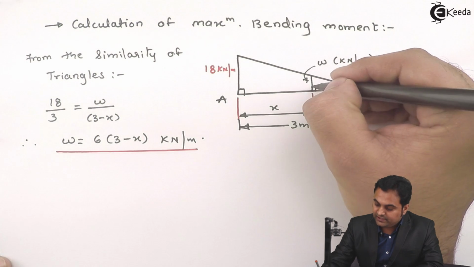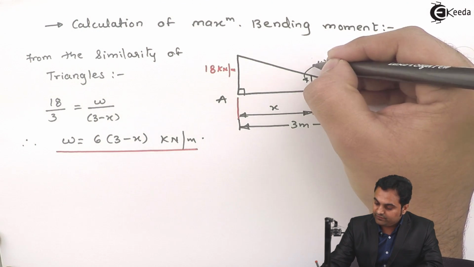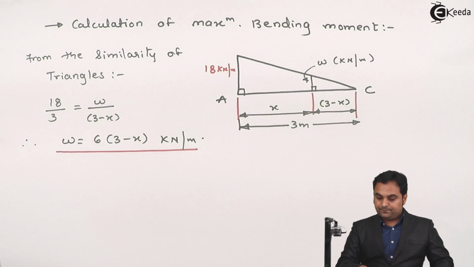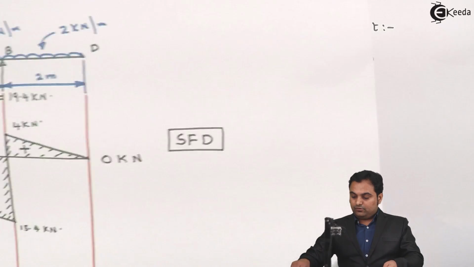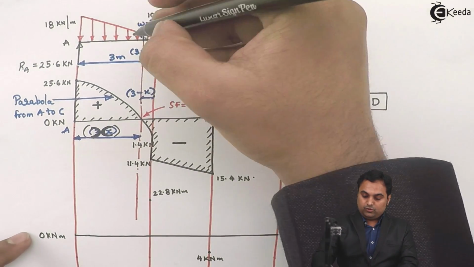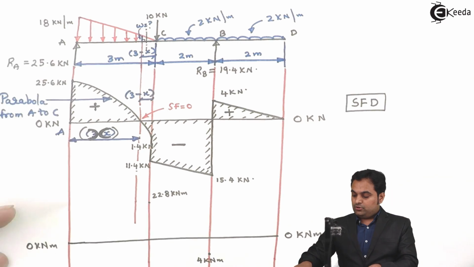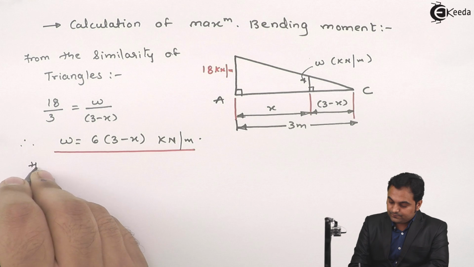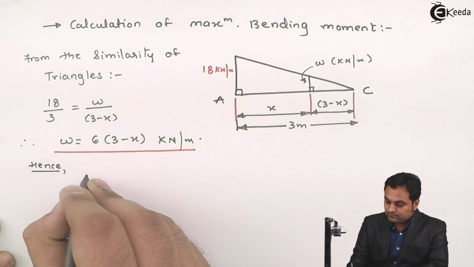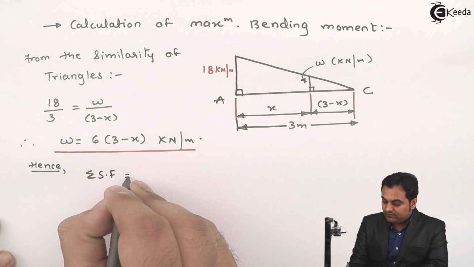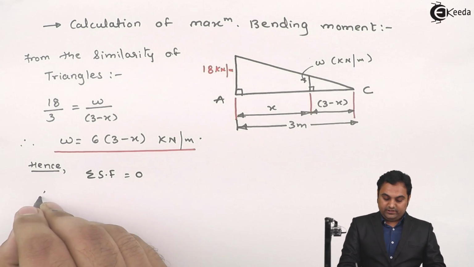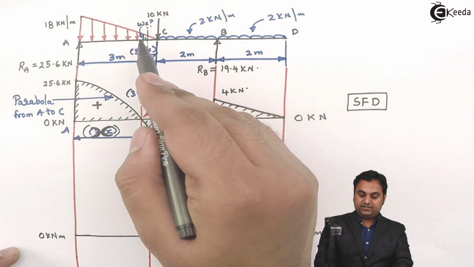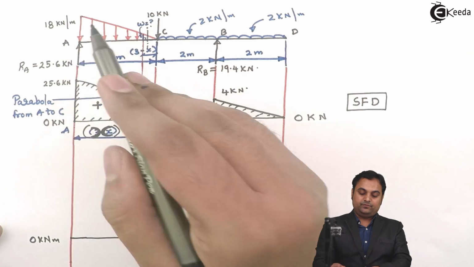Now this much is the UVL acting at the distance where we want to find the value of x. So now I'll say that the calculation of shear force will be done over this section. So hence summation of SF is equal to 0 at that section. So therefore we have, to the left of this section we have 25.6, which is upward, so positive.